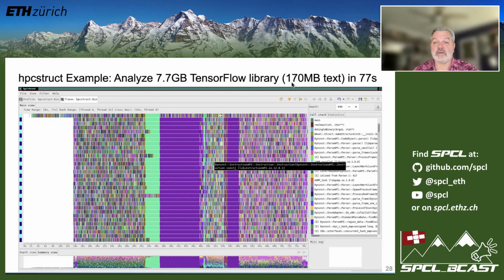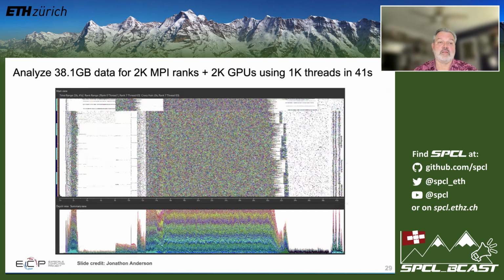If we didn't use parallelism here, this took about 35 minutes sequentially before we investigated adding parallelism. And then this is showing using the trace view to show analysis of 38 gigabytes of data collected for 2,000 MPI ranks using 1,000 threads to do the analysis, and the analysis completes in 41 seconds. The idea is that if we're collecting performance data for large-scale executions, then we want the analysis to be fast, and we do that by using large-scale parallelism.